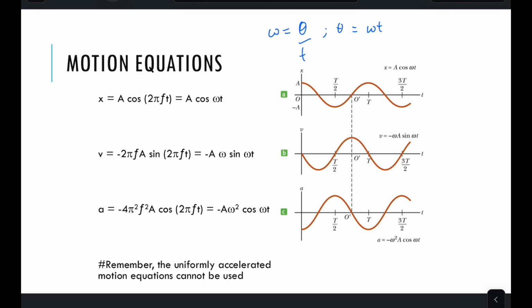Alright, for acceleration, again differentiate the v, the sine function, with respect to time. We will have positive cos, then again the omega is brought to the front. That is how we get negative A omega squared cos omega t. Alright, so there is a very important note here. Remember, the uniformly accelerated motion equations cannot be used here. Why is it so? Because our a is not a constant. It's not uniform.